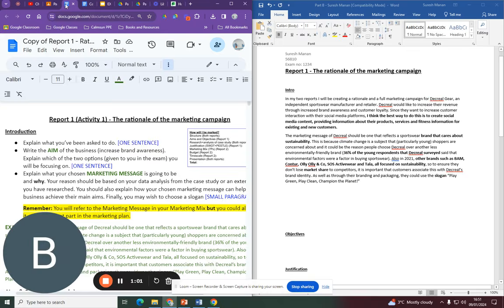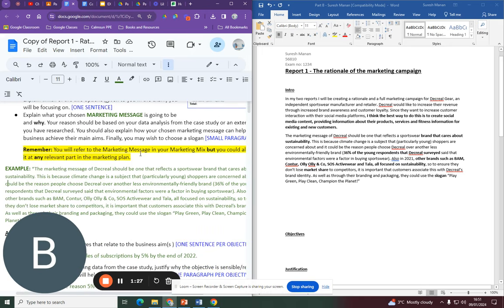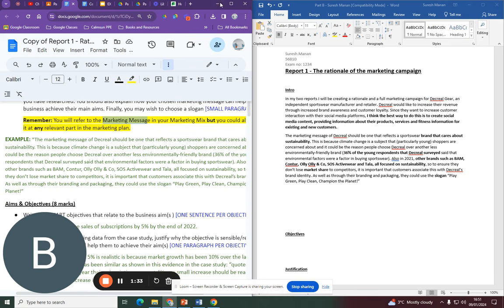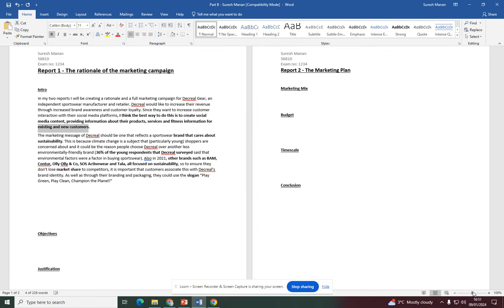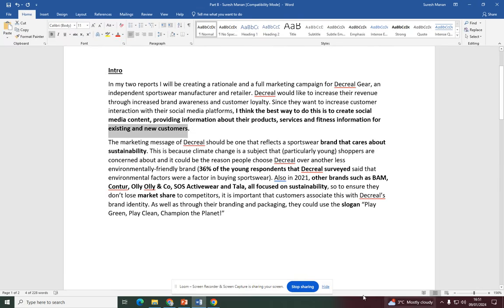Now, the next thing I know I need to have in my introduction, and this is hugely important, is a marketing message. So you can see on here or here, either side. Let's focus on this side for now. I've now come up with, and hopefully you should have done this in your 2 hours, a marketing message, and you can see that my marketing message says that Decreal should be a brand that people associate with sustainability.